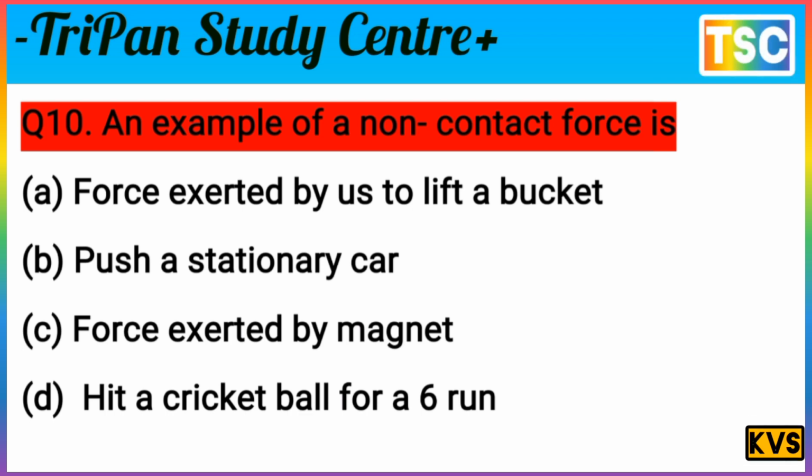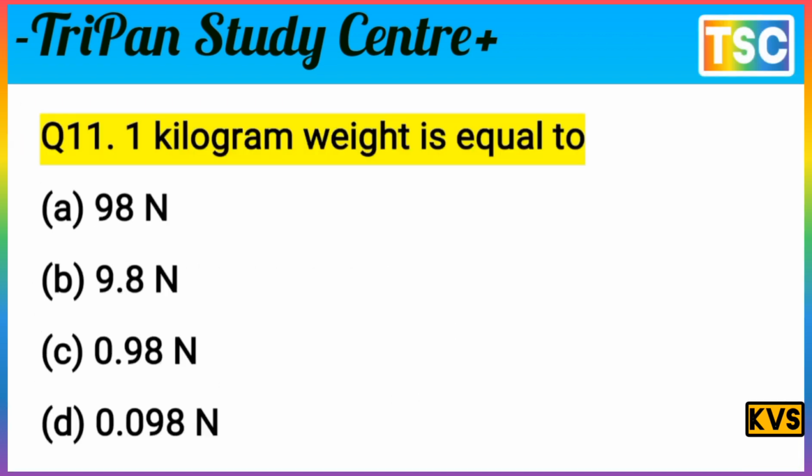Okay. C, force exerted by a magnet. That is the right answer because magnet is a non-contact force here. Magnet is a non-contact force. There is a magnetic force applied here. It means the C option is correct. C option is correct. Force exerted by a magnet. Next question on your screen.